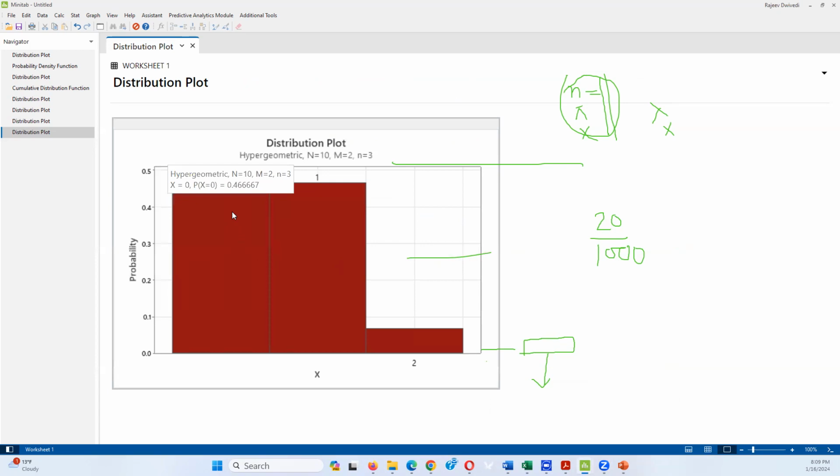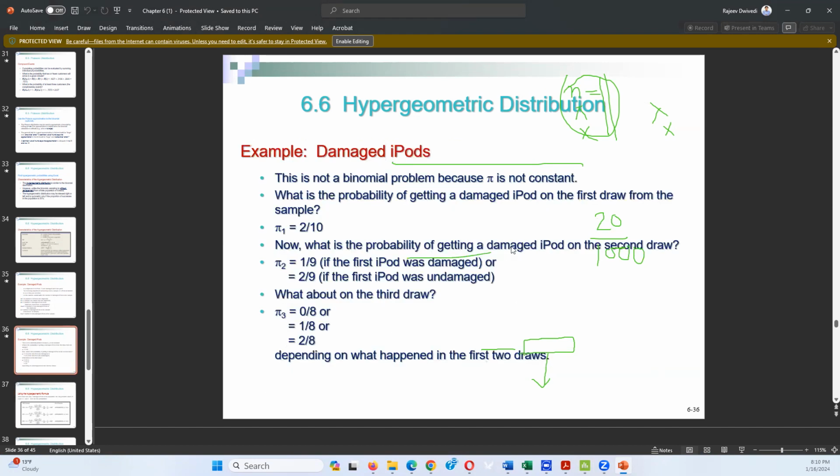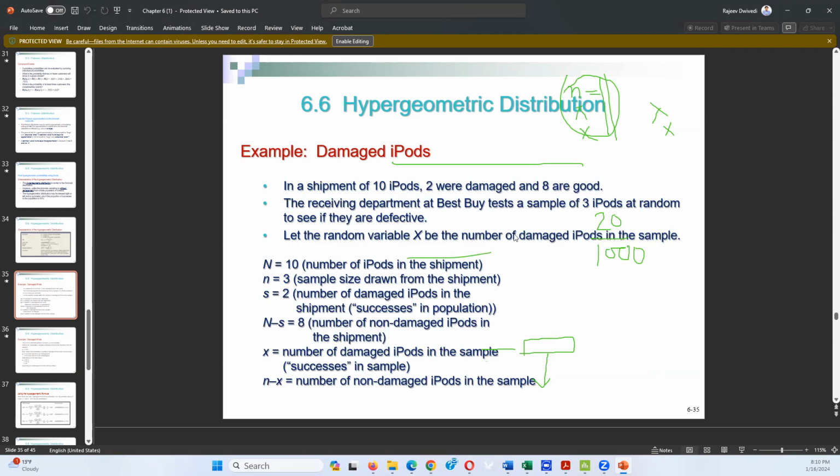So you can see N equal to 10, M equal to 2, n equal to 3, x equal to 0. It's 46%, 46%, and the third is about 6%. The same answer you can get here: 6%, 46, 46. But whatever question based on x, you can find the answer. So this is hypergeometric distribution.